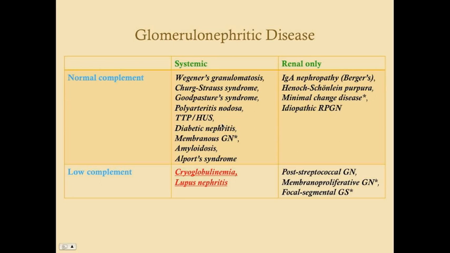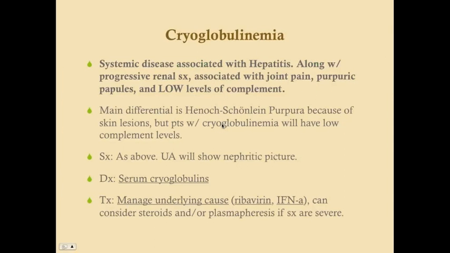So, moving on to the systemic glomerulonephritic diseases that have low complement, and there's just 2 of them. So cryoglobulinemia is a systemic disease that's associated with hepatitis. You can probably see a pattern here. You might want to make note of the diseases that are associated with hepatitis.